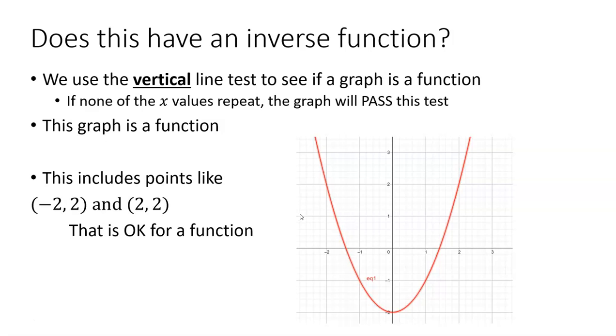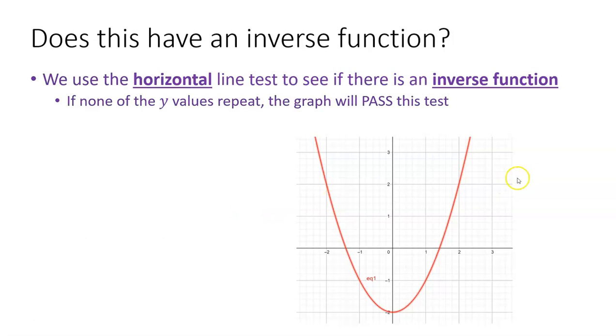But what we want to know is, does this graph have an inverse function? What happens if we switch the x's and y's around? Would it still work out? That's where we break out the horizontal line test. If a horizontal line passes through the graph no more than one time, it would pass that test and it would have an inverse function. That's because none of the y values repeat.